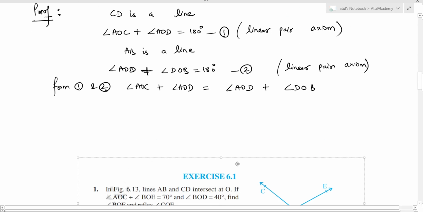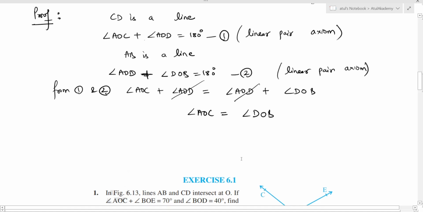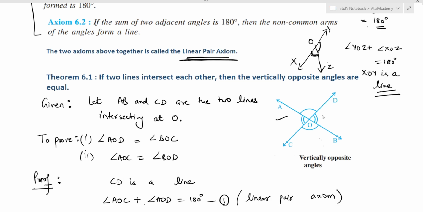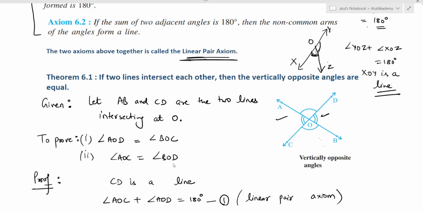Clear, students, what I did over here? Any doubt till now? I hope you people are understanding. So you see, from 1 and 2, as both the things are equal to 180, I equated them. Now AOD, AOD, same thing on both sides. I can cancel them. So what do I get? AOC equals DOB. I got the vertically opposite angles. AOC equals BOD or DOB, same thing.